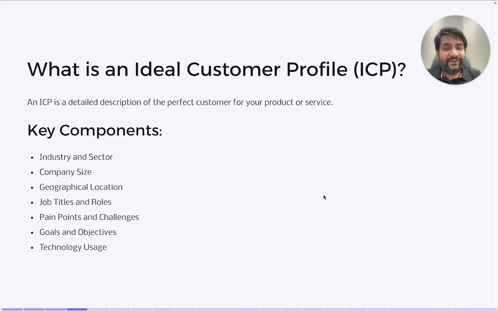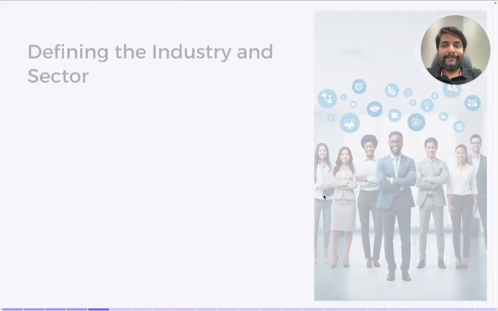Geographical location is very important. Then job titles and roles: who you want to reach out to, whether a hiring manager, a CXO, a CEO, a president, a director, whoever you want to reach out to. Then the pain points and challenges, the solutions you can offer them, goals and objectives, and technology usage. These are a few components that will cumulatively define your ICP.